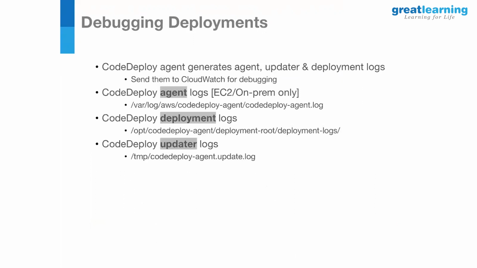CloudWatch Agent is an agent which will fetch the log files that you configure to capture to the CloudWatch logs. So it's good to install CloudWatch agents on the EC2 instances, and the logs will be captured into CloudWatch, which data can be viewed for detailed analysis. That's how you can debug your deployments.